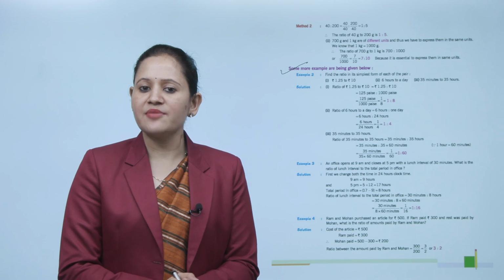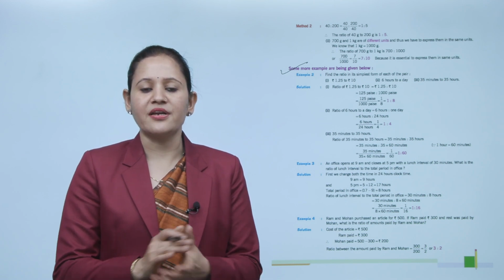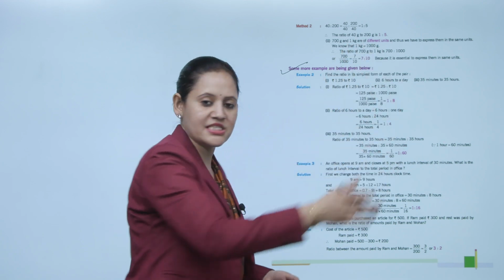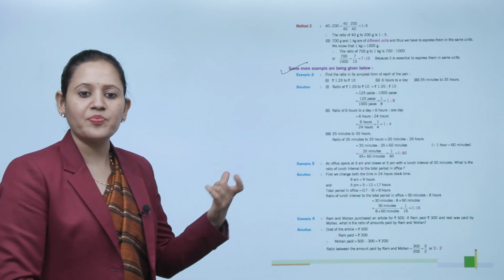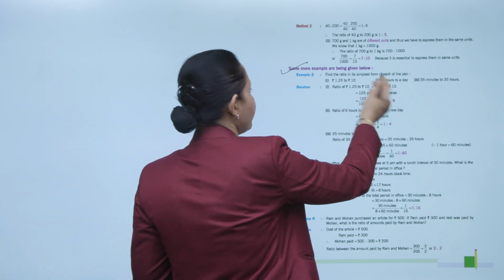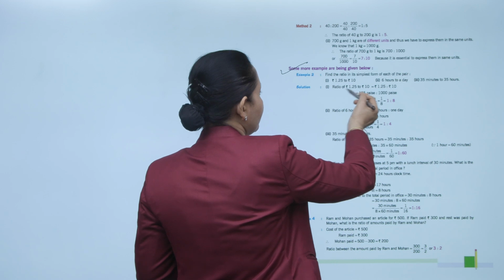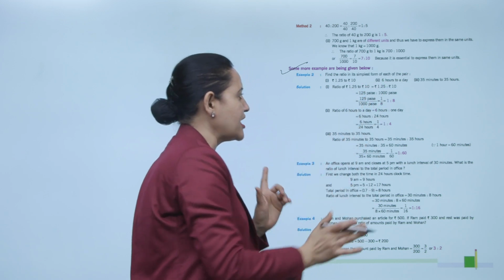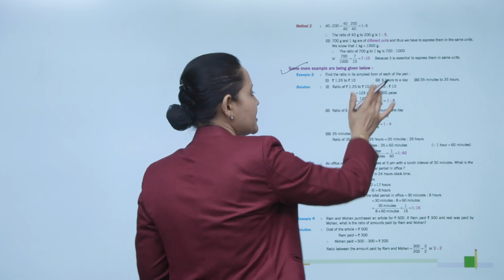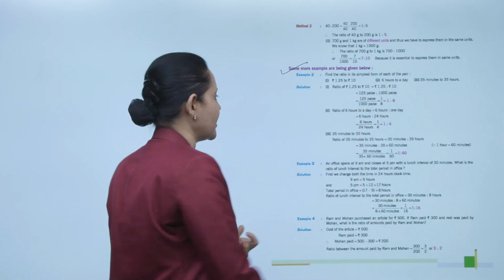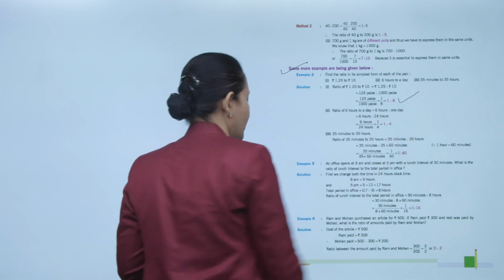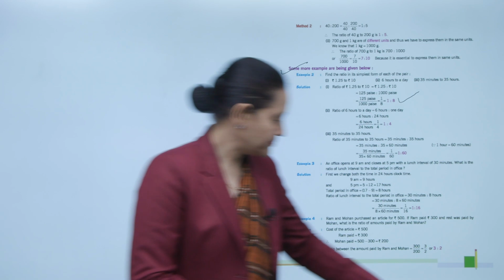Find the ratio in its simplest form of each of the pairs. First is rupees 1.25 to rupees 10. We have to find the ratio of rupees 1.25 to 10. What will we do? Here we'll convert them into the same unit. So 1.25 rupees equals 125 paisa, and 10 rupees equals 1000 paisa. So 125 upon 1000, that is 1 by 8 or 1 ratio 8. Clear?